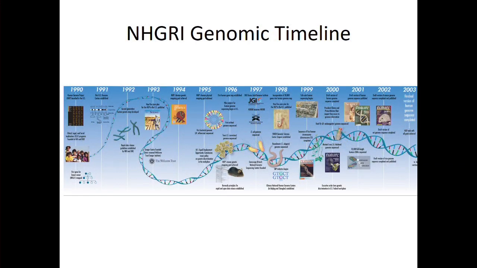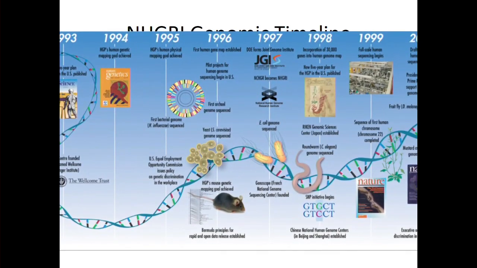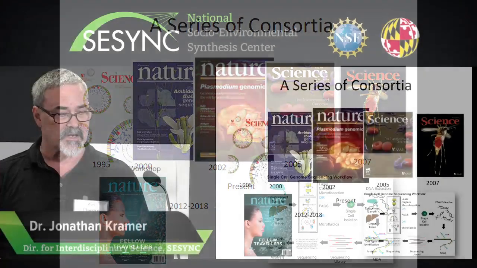This is a classic calendar that's been around for a while. It's the timeline of how NHGRI, one of the institutes within NIH, perceives itself in terms of how it's generated a lot of genomic sequencing. There was a point when we were just taking lots of different individual species and generating the sequence for them. And now we live in a different world.